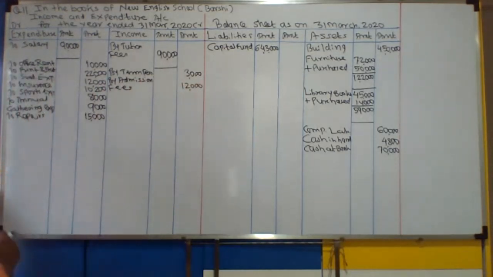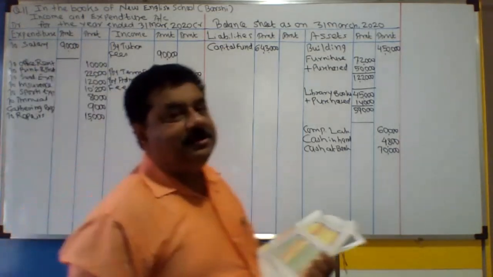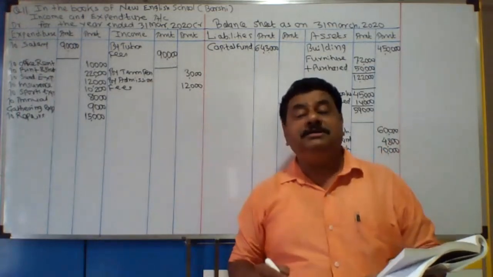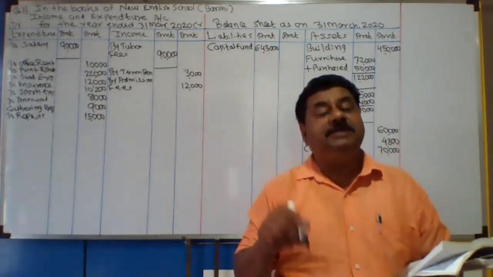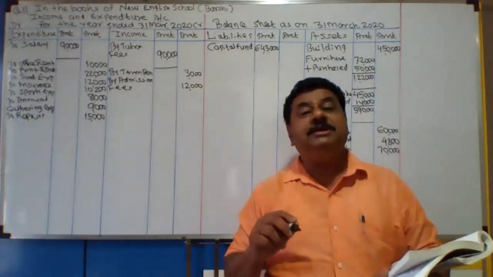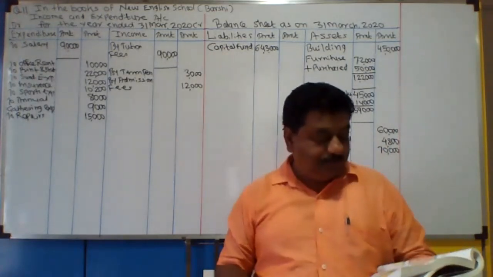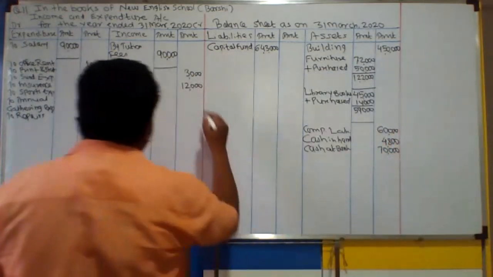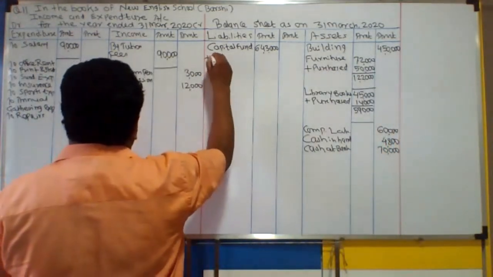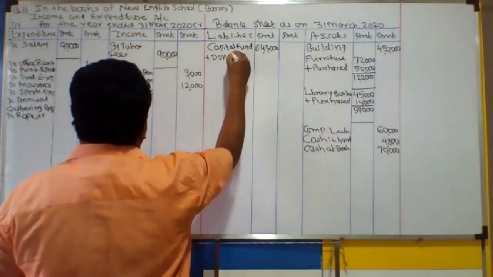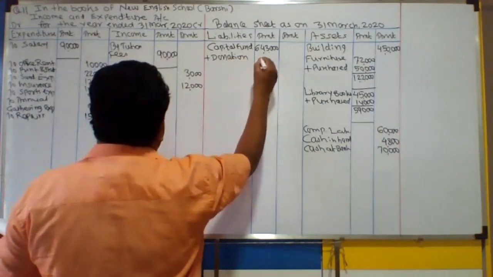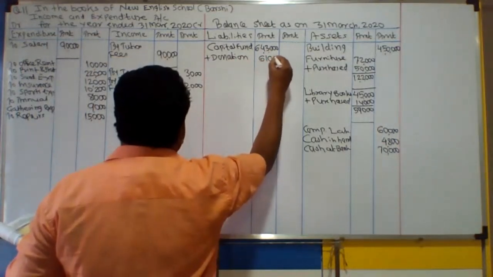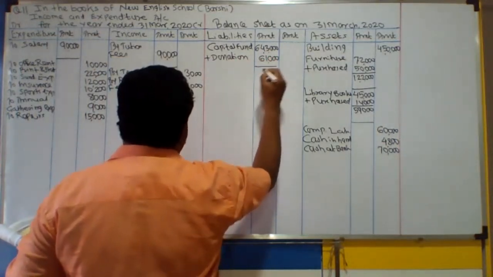Then there is a donation. Look at the donation. What is given in the bracket? Capital. What do you mean by this? This is a capital receipt, or it is to be capitalized. What to do? The donation is to be added to the capital fund. ये donation आपको capital fund में add करना पड़ेगा. It is called a capitalized donation, 61,000 rupees. यहाँ पे add करो.